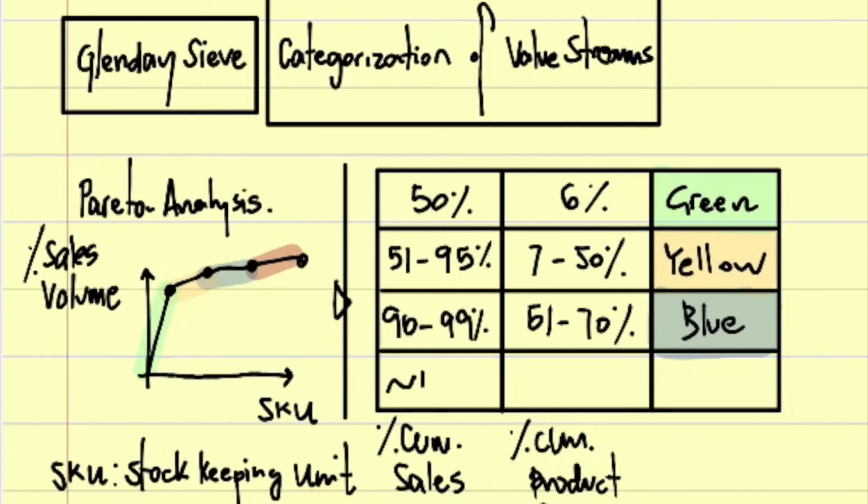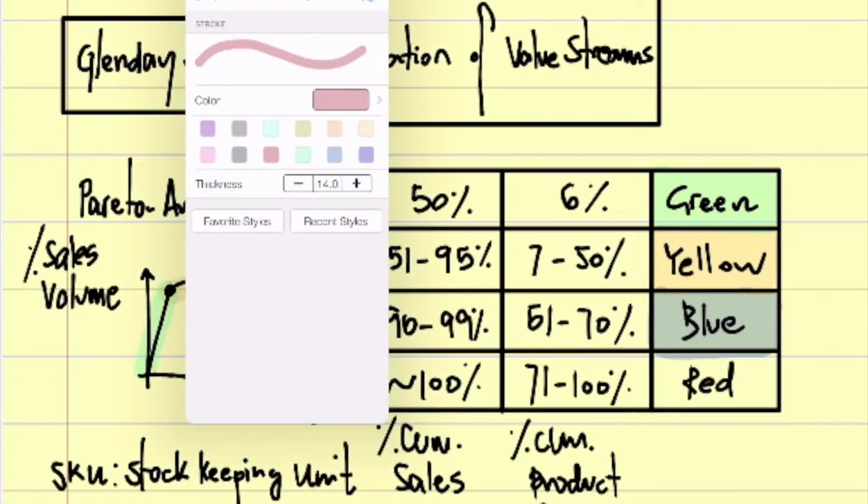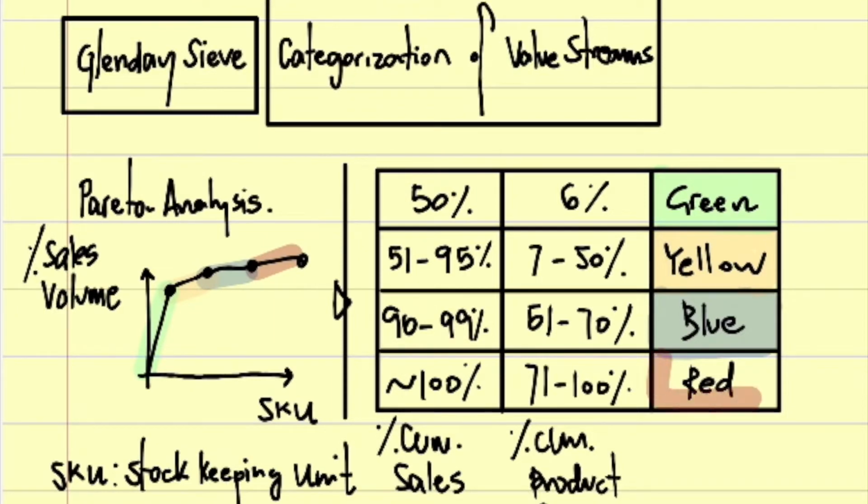And for the last 1% of sales, around 30% of the SKUs. So you see, in a typical company, 1% of the volume is driven by 30% of the SKUs. And this has no logic whatsoever. 30% of our portfolio is only 1% of our sales. There needs to be something done about this, and we need to find out what. But you cannot treat the green products the same way you treat the red products.